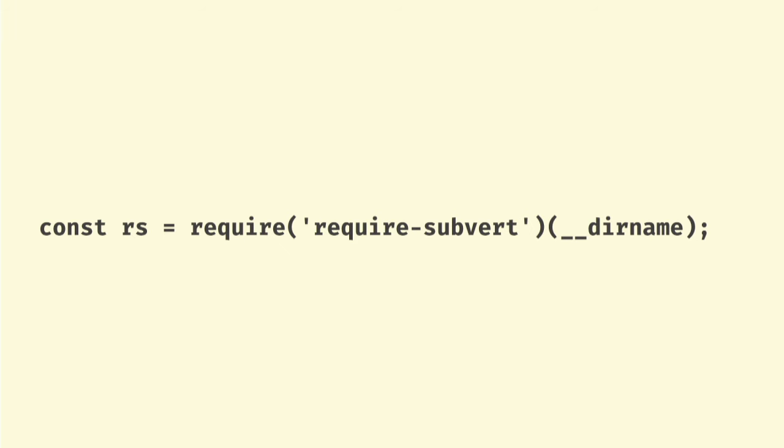Require-subvert is incredibly simple to use. It just takes one parameter when you start, and that's a special key in Node that just tells you where you are. It's __dirname. This helps require-subvert know where all of your modules are, knows your path.